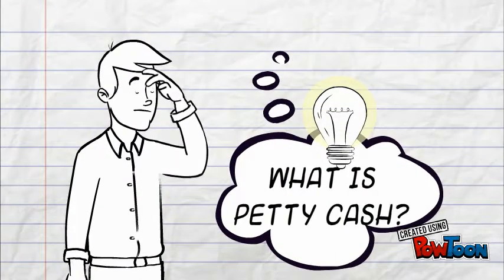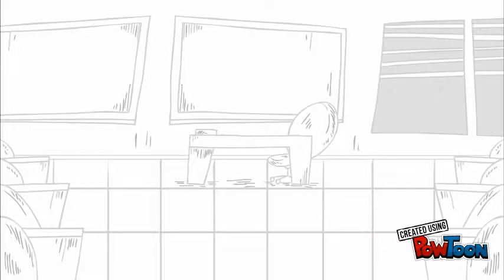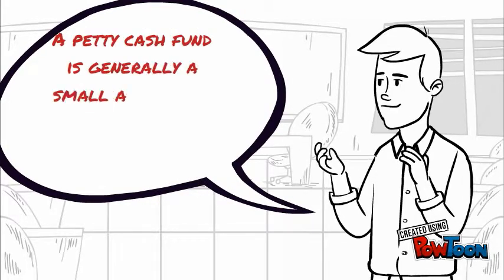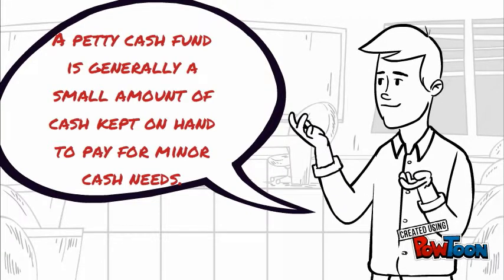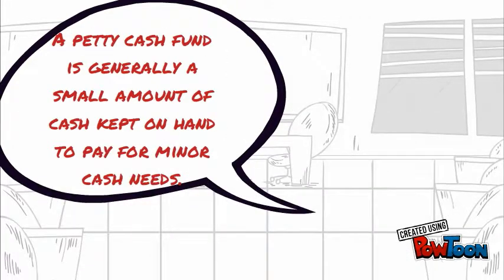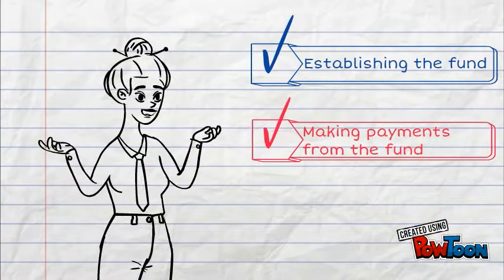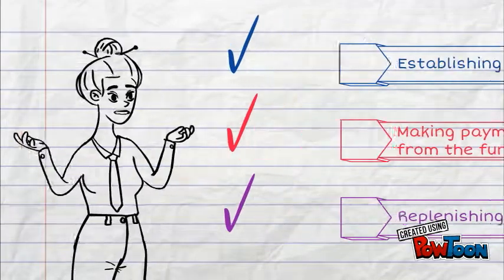Firstly, let's look at what petty cash is using a simple definition. A petty cash fund is generally a small amount of cash kept on hand to pay for minor cash needs. The size of the petty cash fund varies across businesses, but it generally involves three main activities. These activities are, firstly, establishing the fund, secondly, making payments from the fund, and thirdly, replenishing the fund.